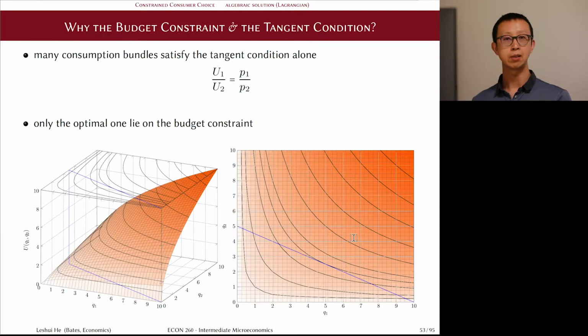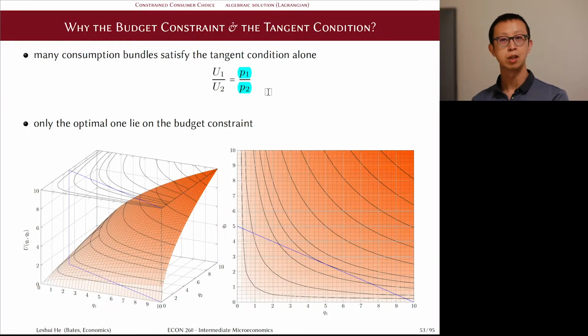Graphically, this is how the intuition goes. The tangent condition says that the slope of the indifference curve needs to be equal to the slope of the budget constraint. But it didn't say which indifference curve it is. And in addition, if you look at the tangent condition itself, in particular the right-hand side, it only uses the slope of the budget constraint, which is P1 over P2, but not the budget itself. So it actually doesn't even say we need to be on the budget constraint itself at all.